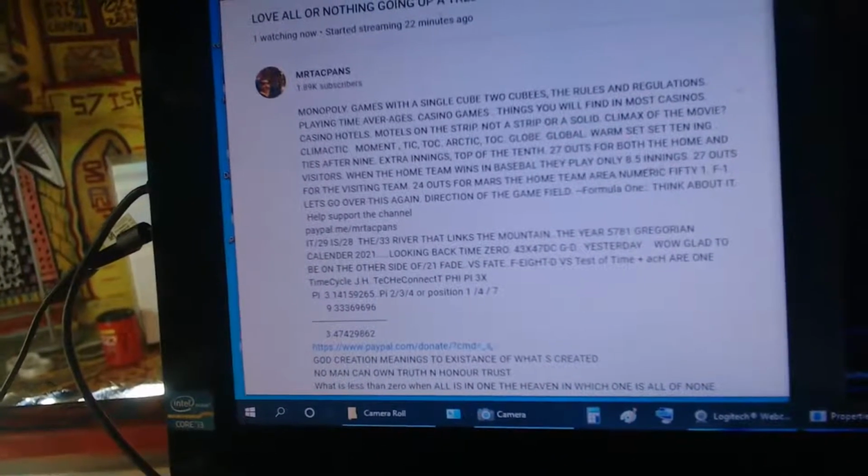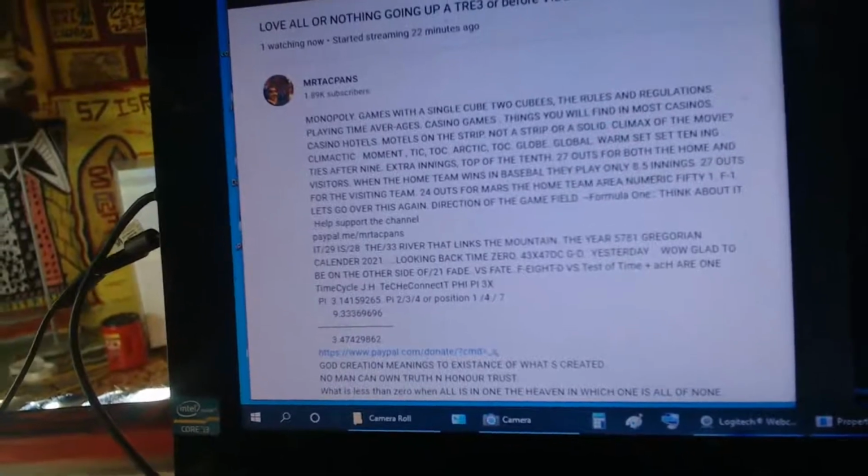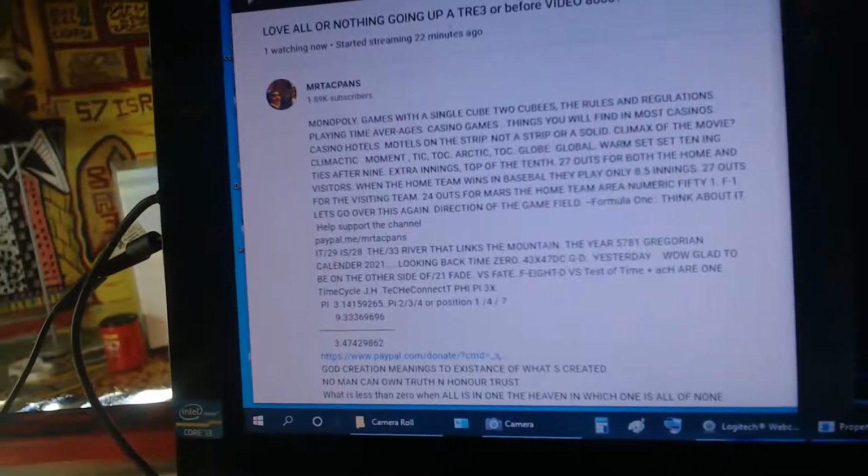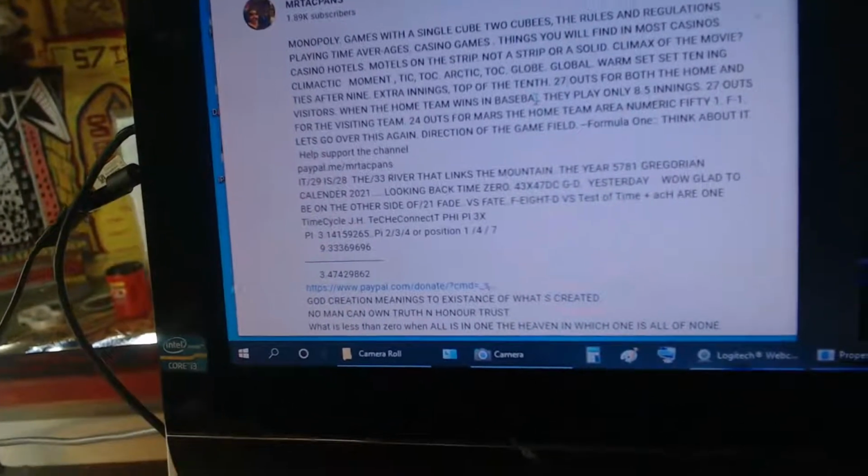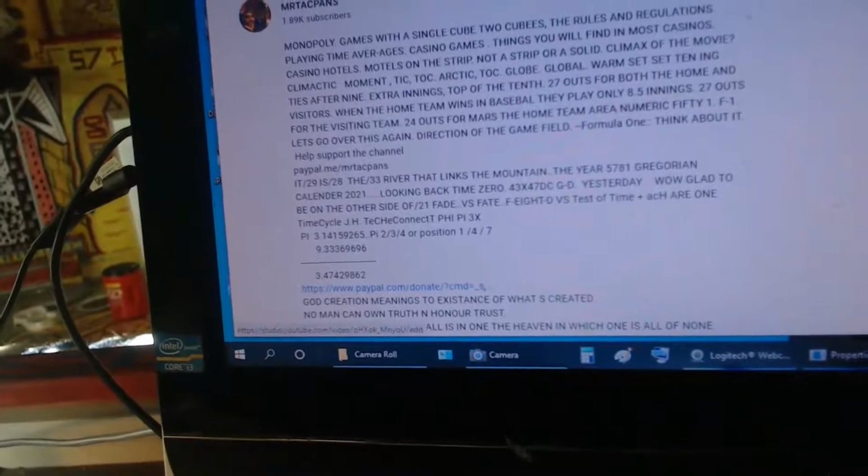If the game is tied after 9 innings, you are going into extra innings. Top of the 10th, 27 outs for both the home and the visitors. That is 54 outs total. When the home team wins in baseball, oh, I didn't write that well. I have to edit. When the home team wins, just give me a second. I'm going to edit this.